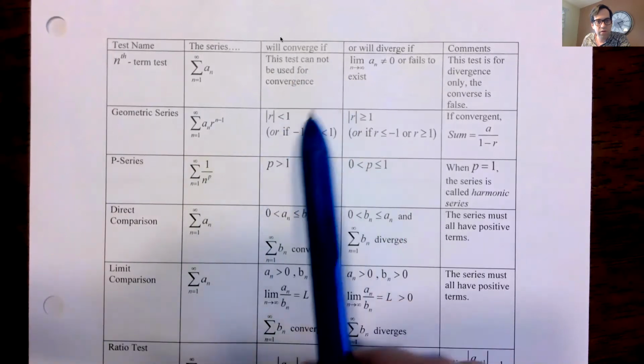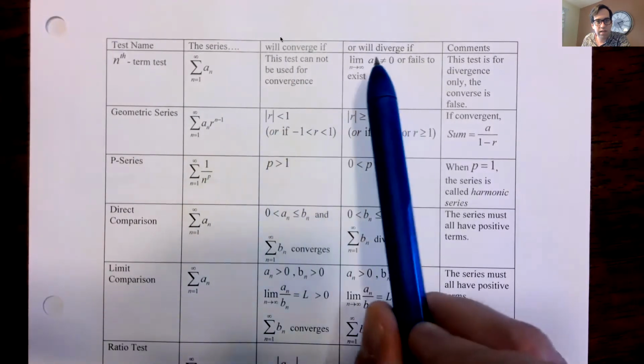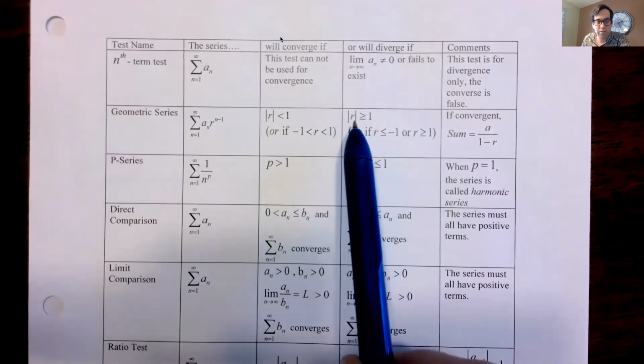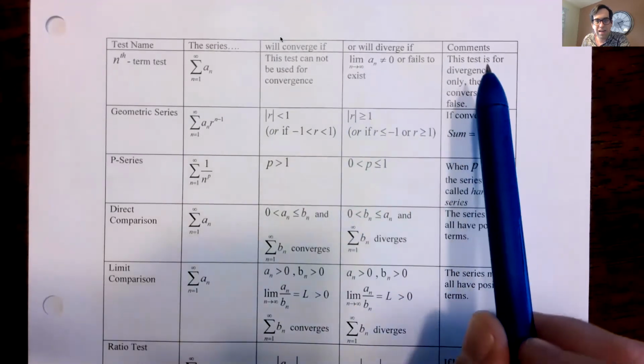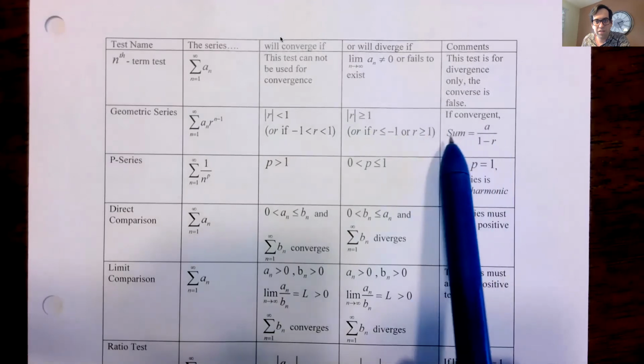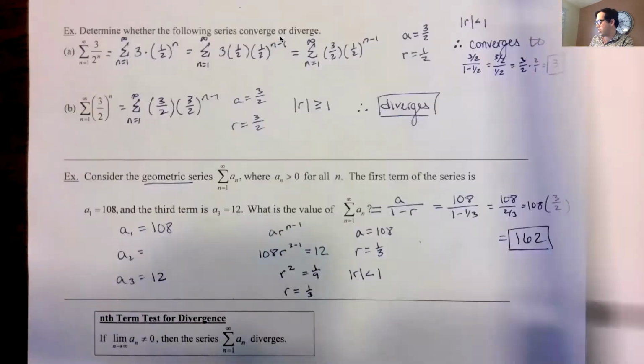And we know that it converges if the absolute value of r is less than 1, and it diverges if the absolute value of r is greater than or equal to 1. And there's an extra comment. If it converges, here's the sum, right? That's exactly what we just talked about.